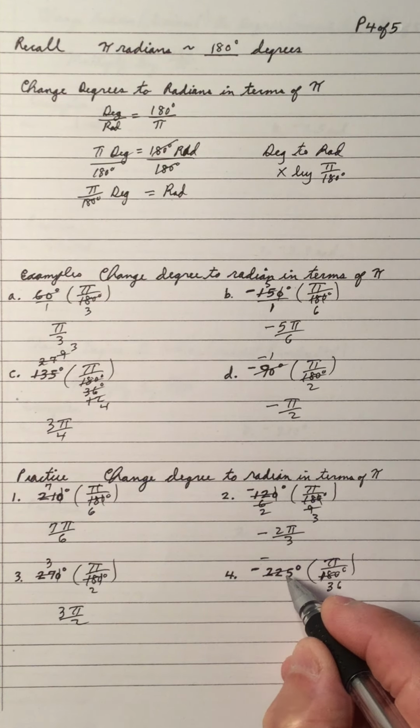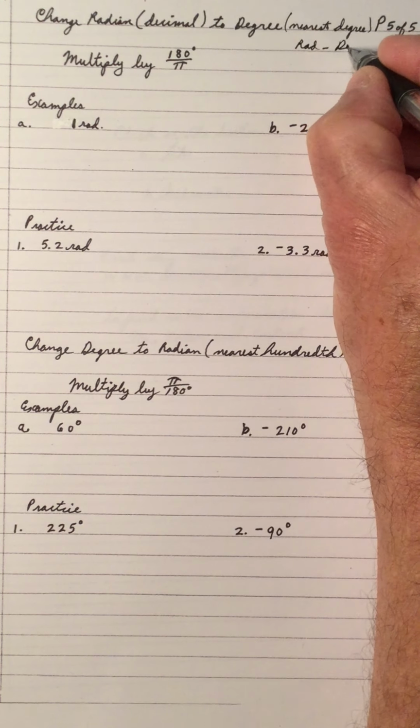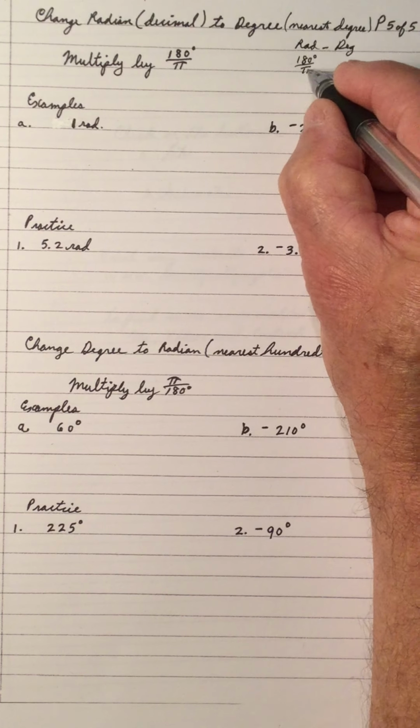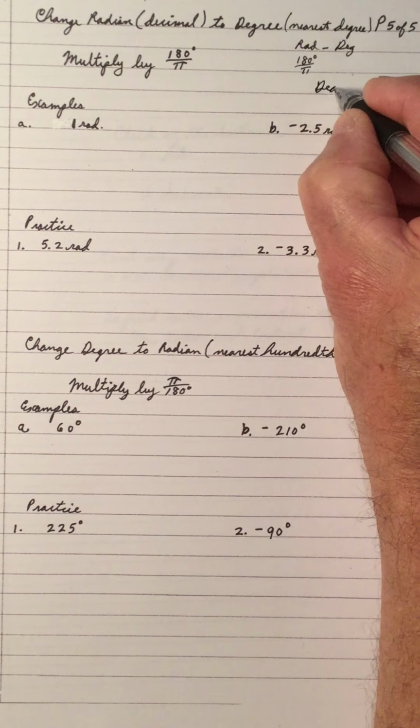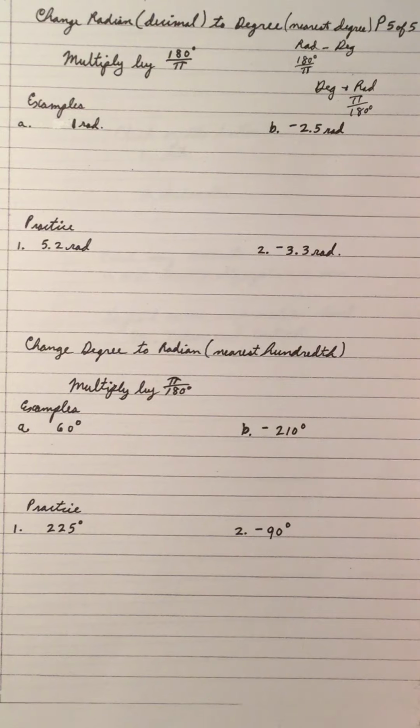So again, just as a reminder, just to show you here, radian to degree, you multiply by 180 over pi. If you change a degree to a radian, you multiply by pi over 180. And you can tell, again, if you got a degree, the degrees cancel. If you got a radian, the radians cancel.